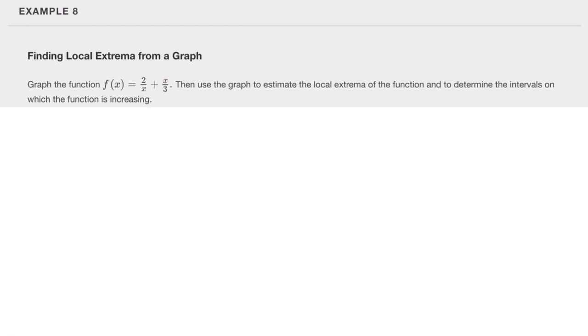We're asked to graph this function. Then use the graph to estimate the local extrema of the function and to determine the intervals over which the function is increasing. We have 2 over x plus x over 3. For something like that, I would probably make a table of values or use some graphing software. So you can choose several values of x and find the corresponding y and then plot those points.